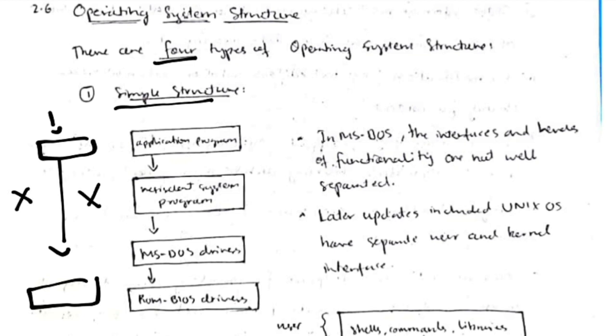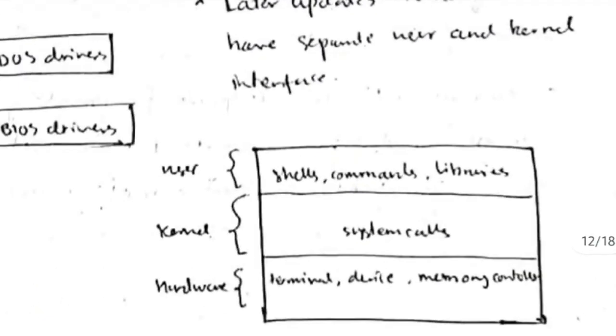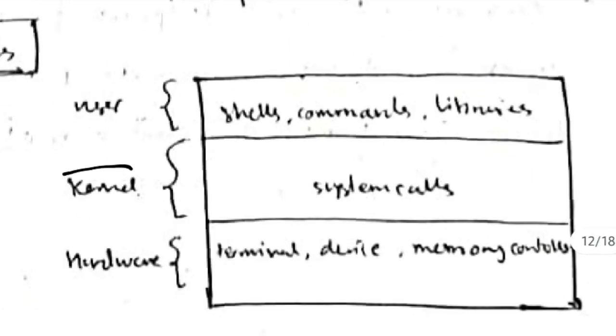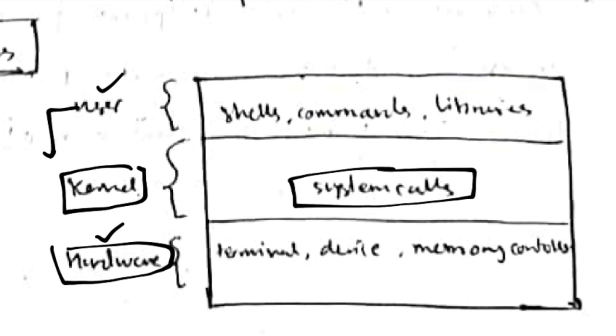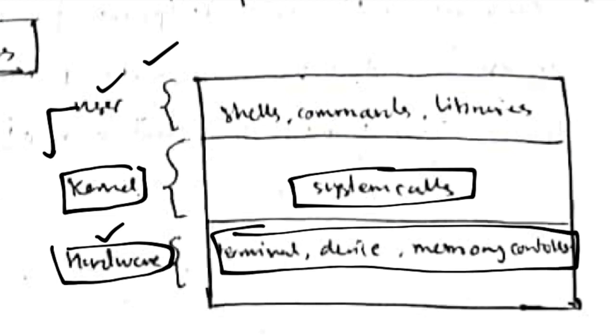To overcome this, in Unix software, the later updates came where the kernel was included. The kernel is in between the user and the hardware. So what happens is, if the user wants to write some data into the hardware, first a system call should be made. The system call will check if the user is authenticated to write the data. At that time, the data will be written, and there will be terminal, device, and memory controllers which will control the writing of the data by the user. In this way it's much more organized and safe.